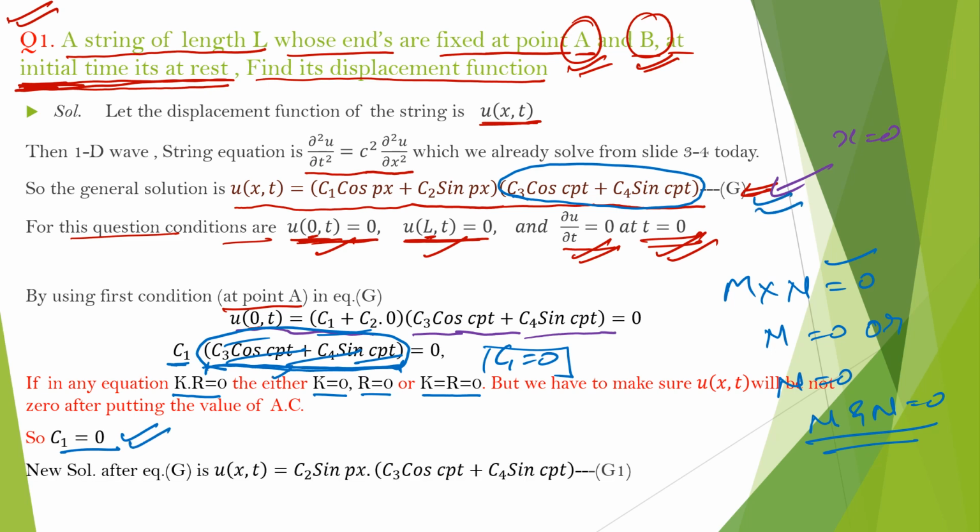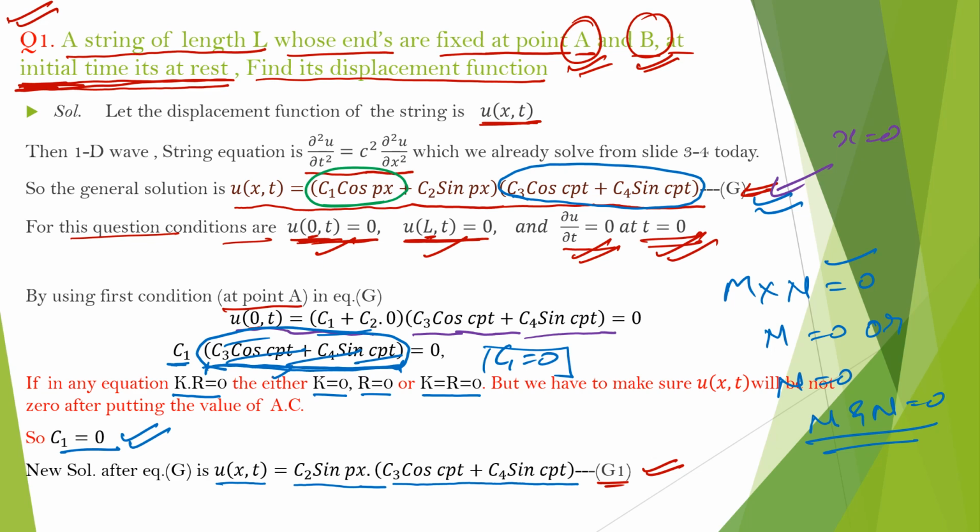Now the next level solution, this is your updated solution. The updated solution will be u(x,t) is equal to C2 sin px (C3 cos cpt plus C4 sin cpt). Now remember C1 is 0, so because C1 is 0, this term will be eliminated. Now we have a new solution. This is represented as G1.